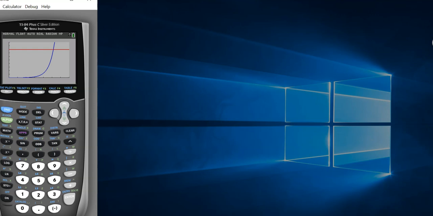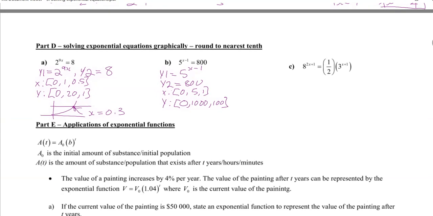And second function calc, number 5 is intersect. Move to about the point of intersection. You can just hold it down. I have to kind of bounce around with it. Enter 3 times, and we get x is 5.15. Oh, rounded to the nearest tenth would be 5.2. Okay, so let's just say that here. X is equal to 5.2.